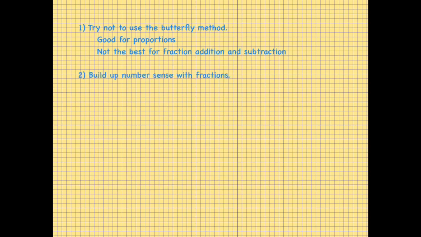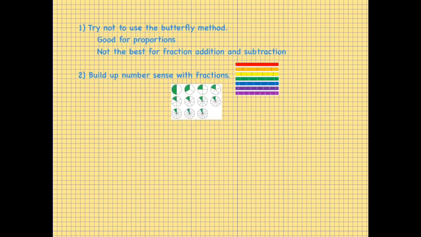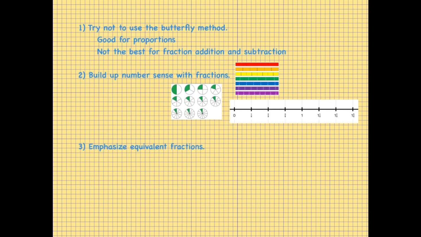So, what am I advocating? First, try not to use the butterfly method whenever you can. It's a standard tool for solving proportions, but try to avoid it for fraction addition and subtraction. Second, build up number sense with fractions. Help students understand fractions conceptually by using visuals like tape diagrams and pie charts, and especially number lines. And third, emphasize equivalent fractions whenever you can. Focusing on equivalent fractions not only helps students understand fractions better, but it will help for future mathematics like rates and ratios and lots of algebra.